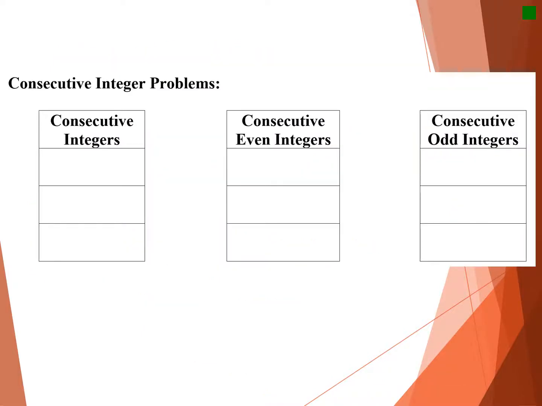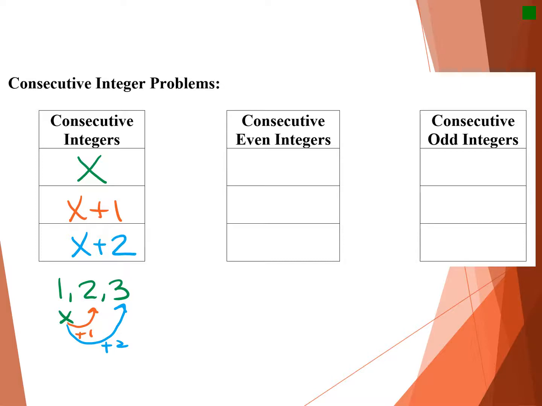We don't know our first number, so we're going to call it X. So consecutive integers are like 1, 2, 3. So if I call this X, how do I get from 1 to 2? I add 1. So my next integer is X plus 1. Now I always have to go from X. So how did I get from 1 to 3? I add 2. So my next is X plus 2.